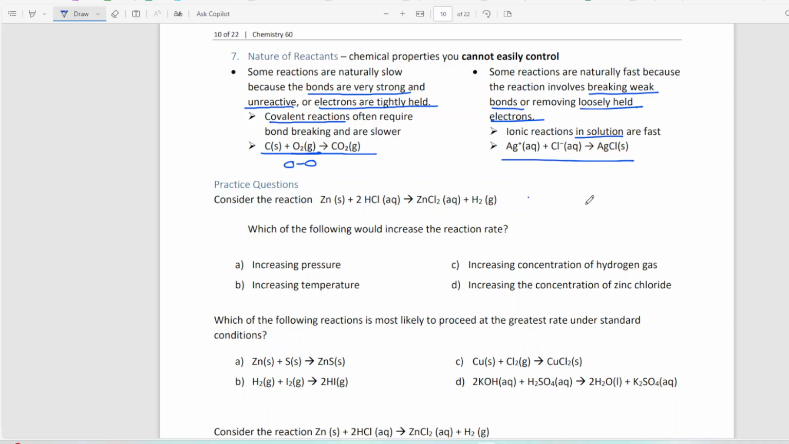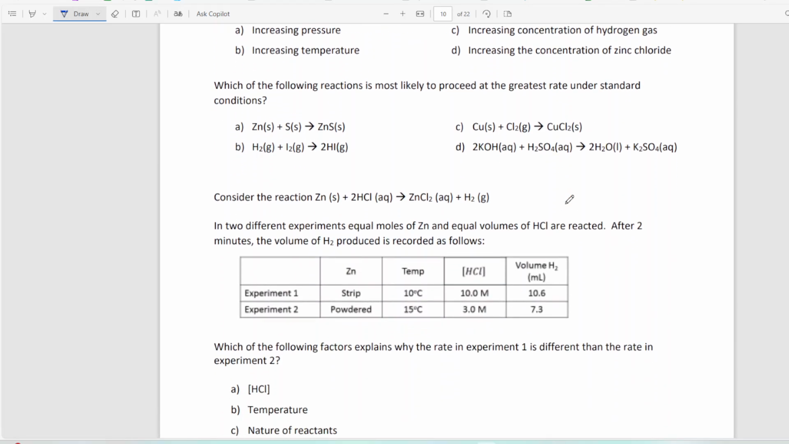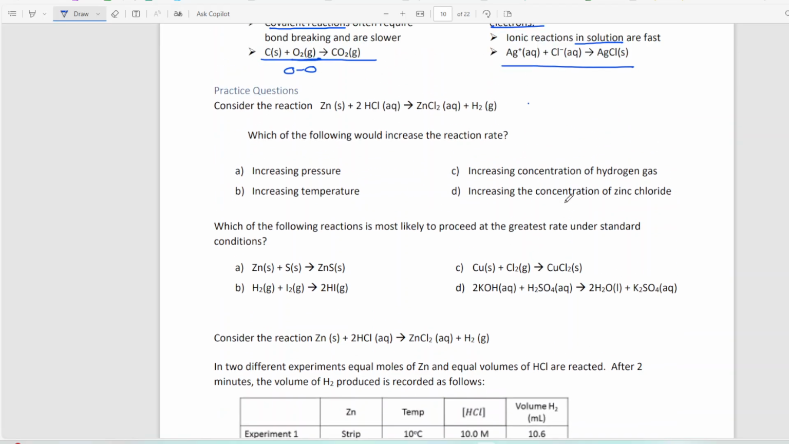So before we finish up this unit or this little section, let's just do these, what is there, 3 questions of something that you might see in your homework. So first one, consider this reaction of zinc and hydrochloric acid producing zinc chloride and hydrogen gas. Which of the following would increase the reaction rate? So we've got increasing pressure, increasing temperature, increasing the concentration of hydrogen gas, and increasing the concentration of zinc chloride. Which ones do you think?